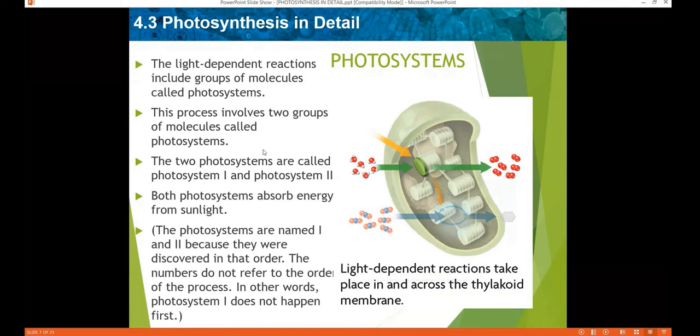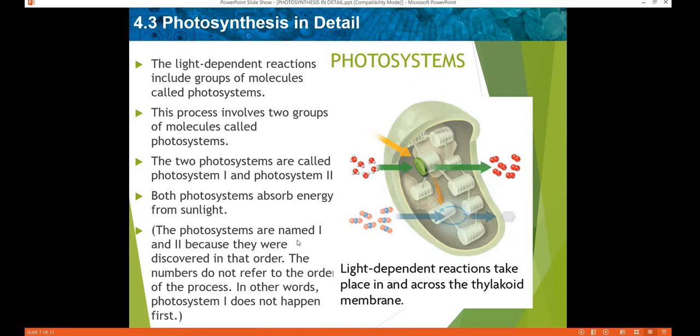Okay, so let's go through the information we have on your slide here about the photosystems. The light-dependent reactions include groups of molecules called photosystems. This process involves two groups of molecules called photosystems. The two photosystems are photosystem 1 and photosystem 2. Both photosystems absorb energy from the sunlight.